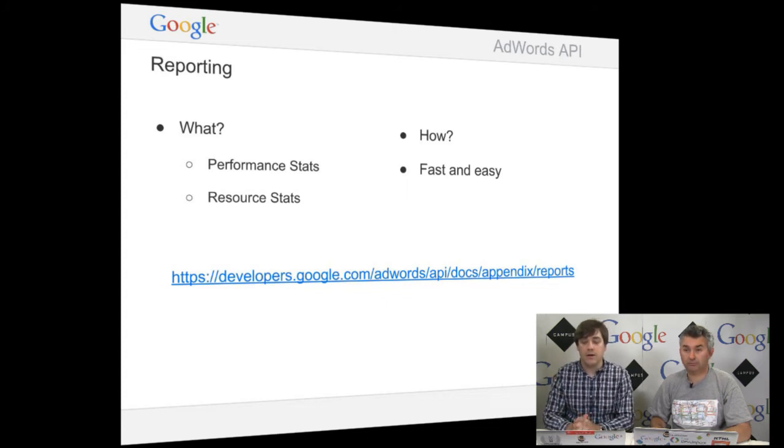It's also very easy to use, so it's a really good starting point for anybody who's trying to get information from their campaigns or from their accounts. It's a really good way to understand the data that's available. And below is a link to the reports and the different kinds of reports available to you and what information you can get from them.